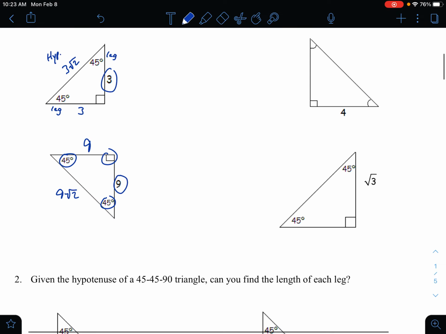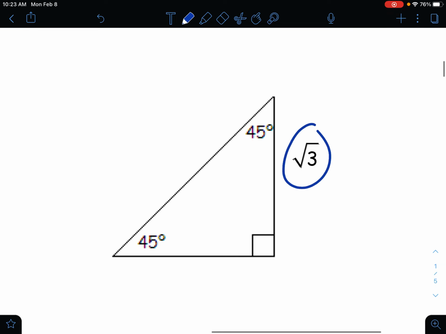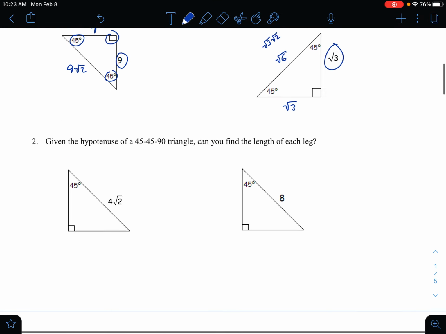It only gets kind of tricky if we have a leg that's square root 3. This leg is also going to be radical 3. And then remember, the hypotenuse is always square root 2 times bigger. So it'd be like saying square root 3 times square root 2. Well, if you multiply those together, you just get square root 6, right? So it shouldn't be too bad if we do it that way.